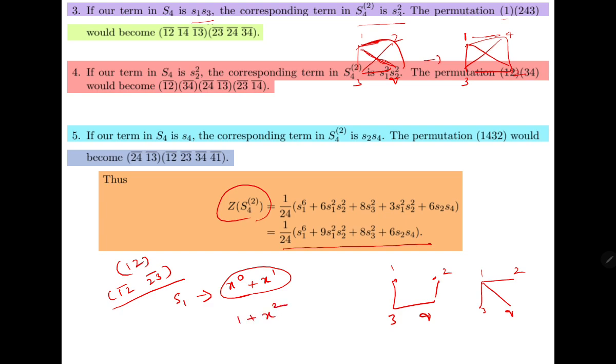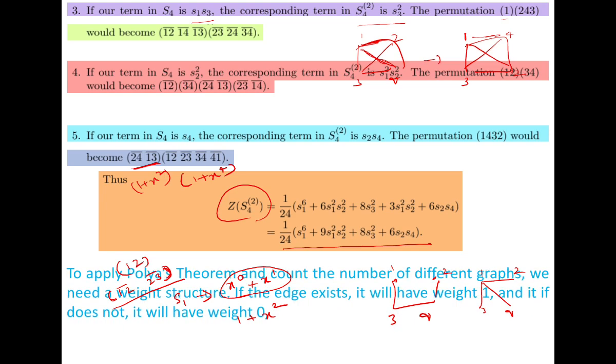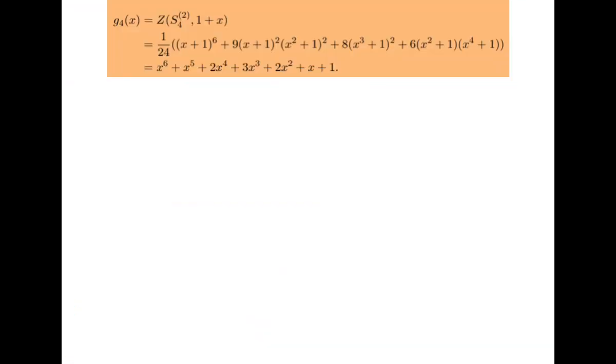It means the corresponding generating function is 1 plus x squared, because when I form this cycle, then like in this case, either 2 4 and 1 3 exist or 2 4 and 1 3 do not exist. Therefore the corresponding generating function is 1 plus x squared, and where 4 edges are there, the corresponding generating function is 1 plus x to the power 4. If I do all these replacements here, then you will observe that my required generating function looks like this.